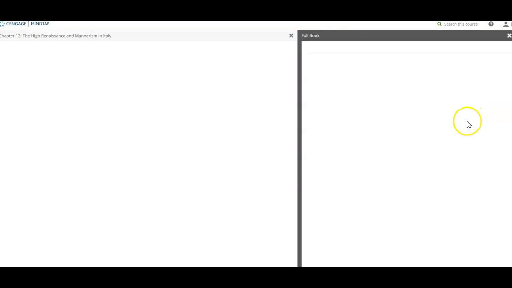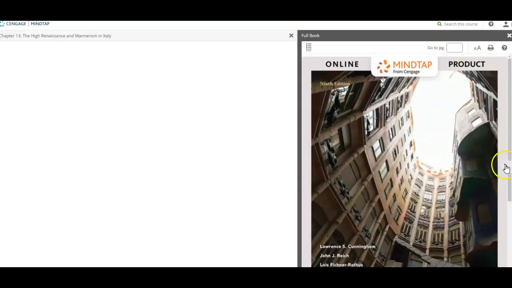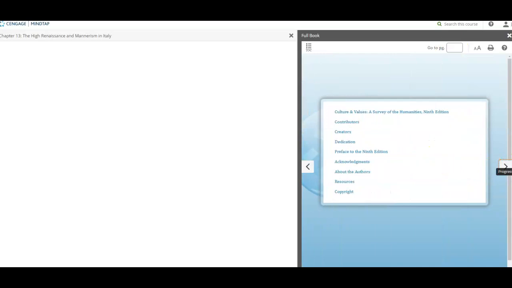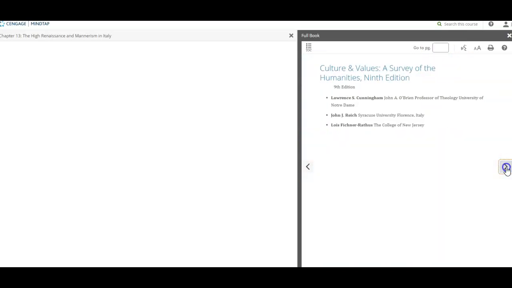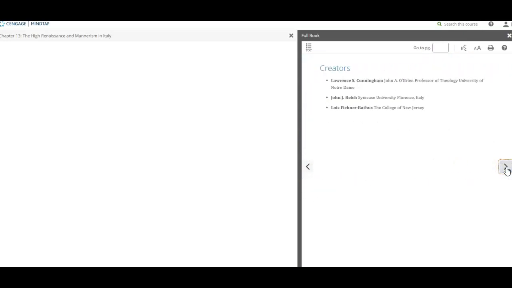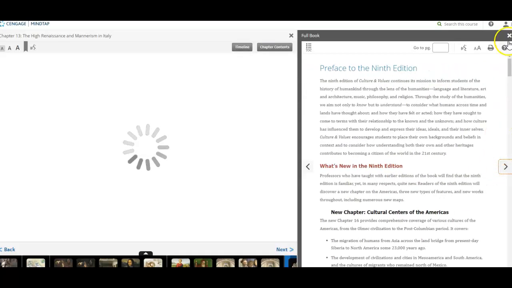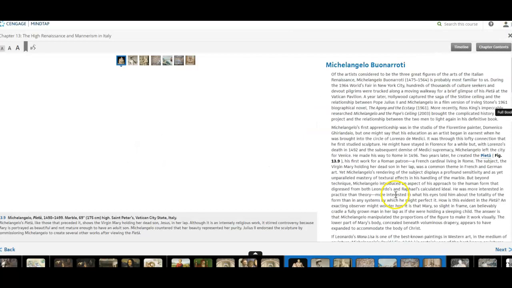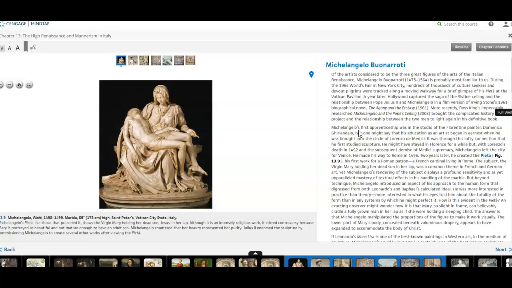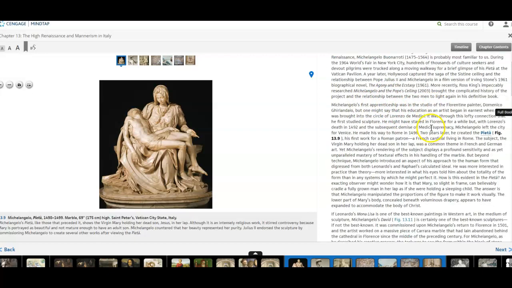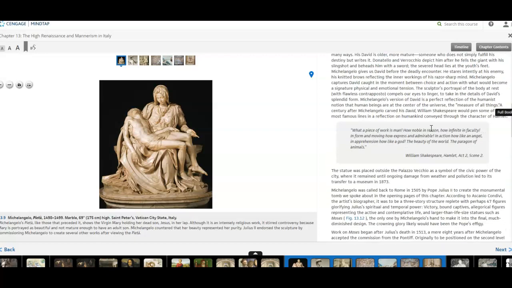Let me see if I can go to the full book. Sometimes you have to do this because chapter 13 is not one. Oh, wait a minute, here it comes. We just didn't wait long enough. Okay, there we go. And you have a whole section in chapter 13 over Michelangelo that you can use for part of this and the details about his art. And that's really what this topic looks at. Sorry for the delay there.